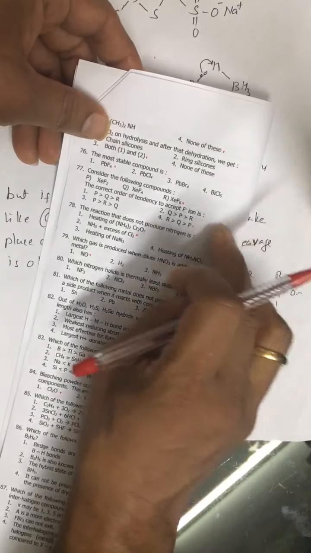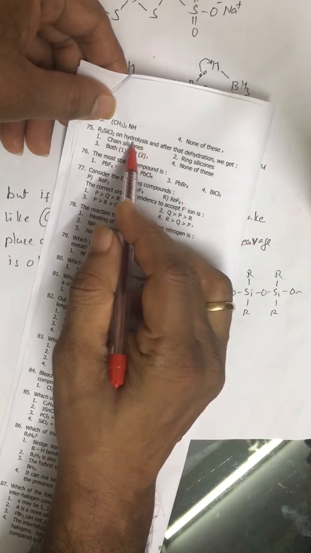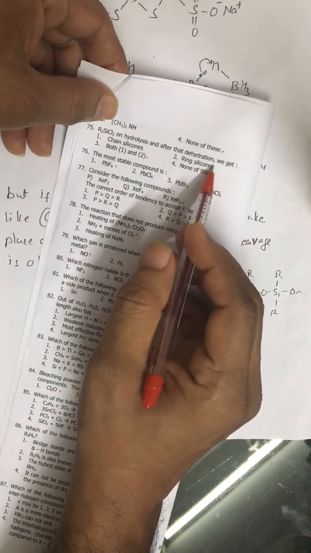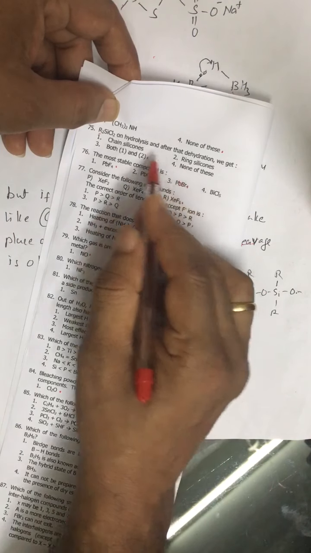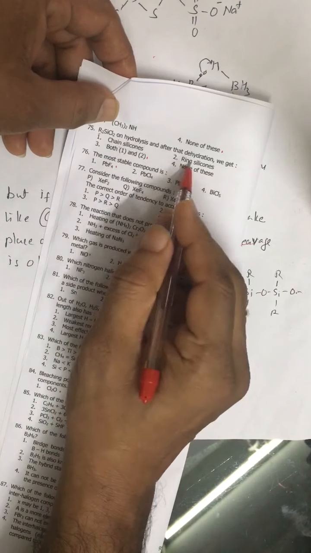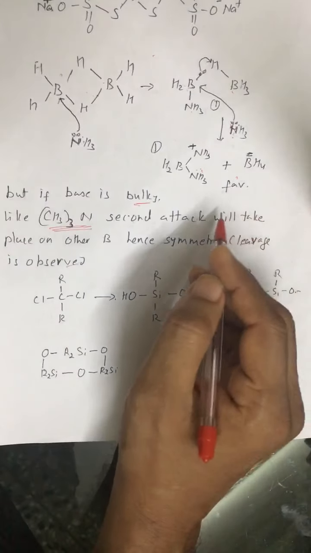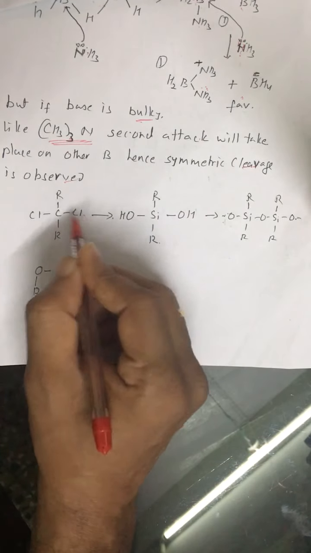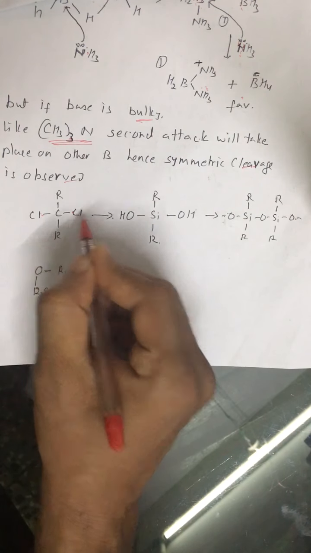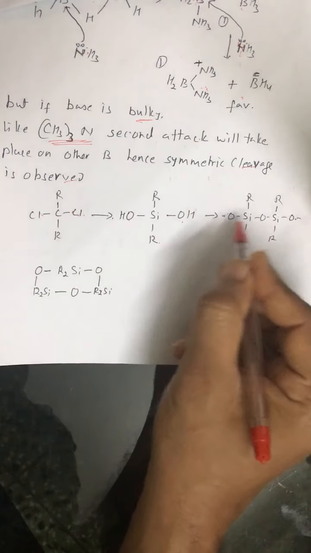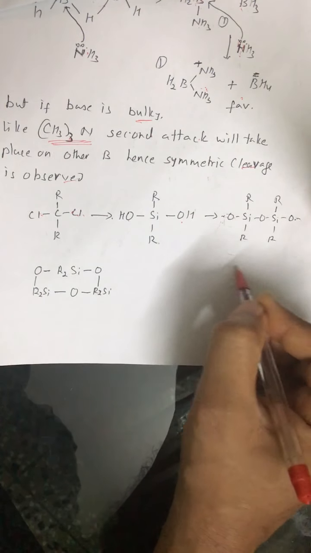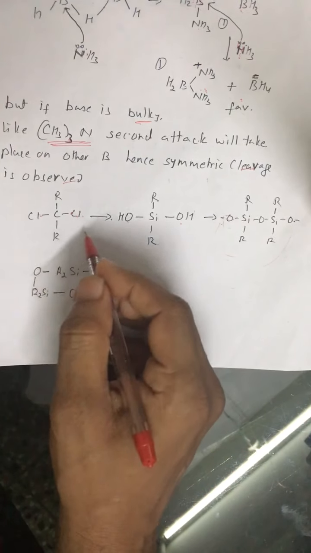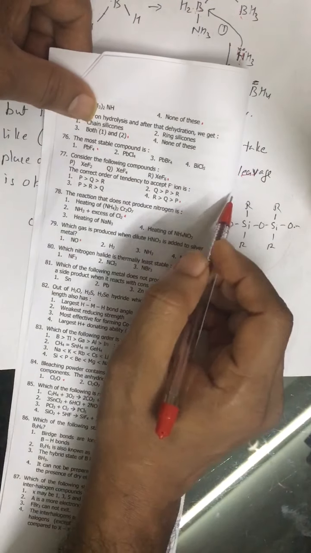Question number 75. R2SiCl2 on hydrolysis. Again, this is a typical case. If it is any other option, you can go for chain silicates. But if both are given, see, initially the Cl undergo hydrolysis, and we get OH, and then we get this kind of linear polymer. But the point is, these two can be linked. If it is a long chain, they can be linked. So we also get cyclic. That is why they have given chain as well as ring silicones.